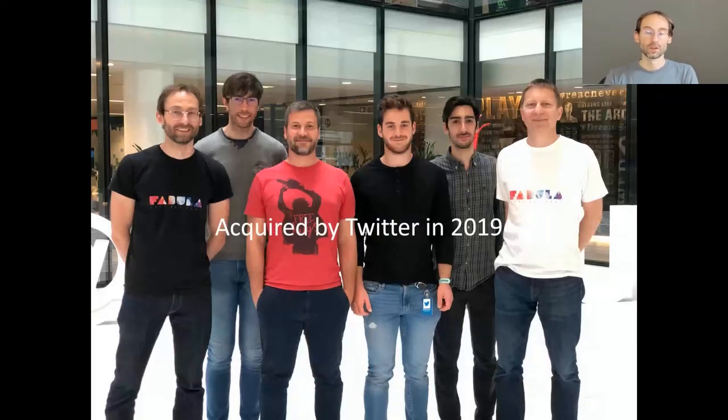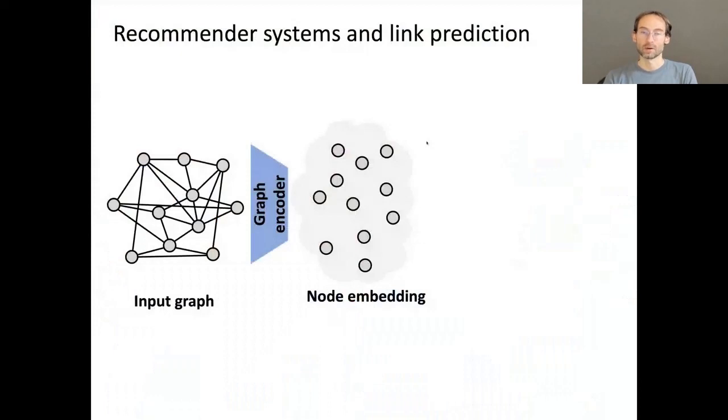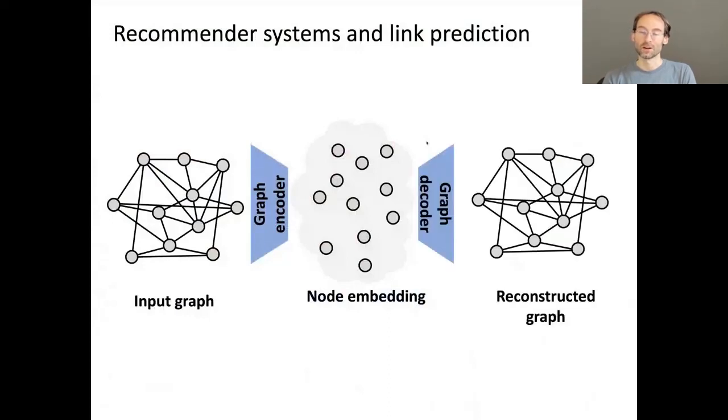So at Twitter, one of the obvious things where these methods can be applied are recommender systems. So we can create graph embeddings where we represent nodes as some vectors in some high-dimensional space, and then, for example, we can try to build the graph back from these representations. So it's kind of autoencoder architecture for graphs. So these representations can be used to predict, for example, whom to follow or which content to suggest to a user.